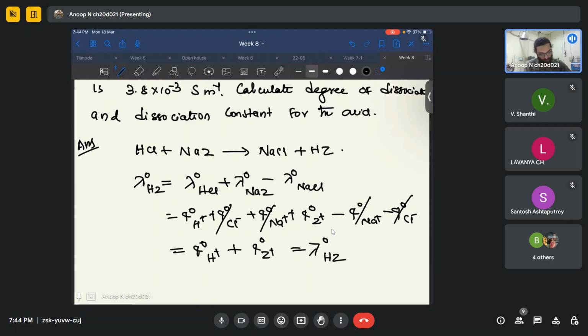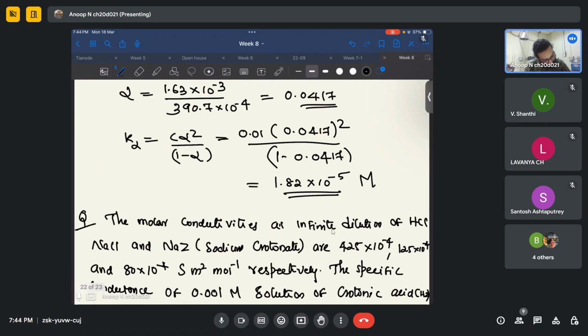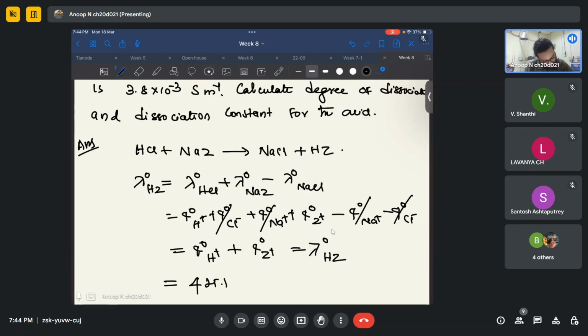Clear? So what will be the value here? What are the values? 425, 80 and 125. Sorry, 425 plus 80 minus 125 whole into 10 raised to minus 4. So what will be the value at infinite dilution? Is it clear, this part? Or should I repeat? Yeah, fine. What will be the value? So 425 minus 125, it will be 300. So 380. 380 into 10 raised to minus 4 Siemens meter square per mole.